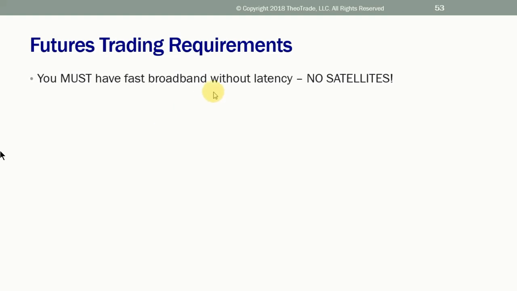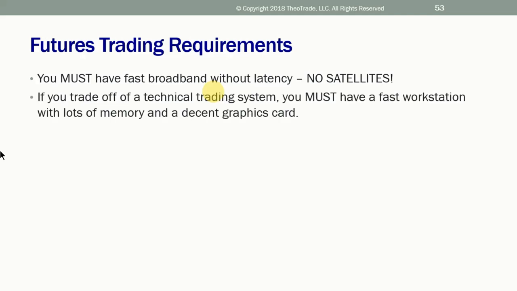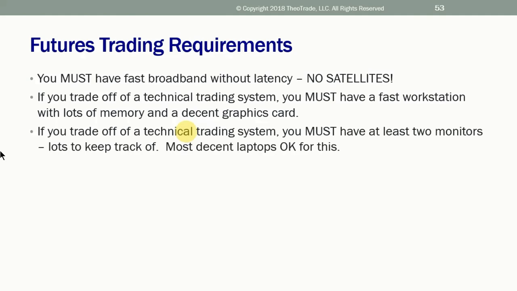Okay, so you must have fast broadband without latency, no satellites. If you trade off a technical trading system, you must have a fast workstation with lots of memory, a decent graphics card. If you trade off a technical trading system, you must have, I would say, 2 monitors. Now, most laptops actually do support a second monitor. I can't think of any laptops that are built these days that don't support an external monitor through HDMI or something. So most decent laptops will do this these days.